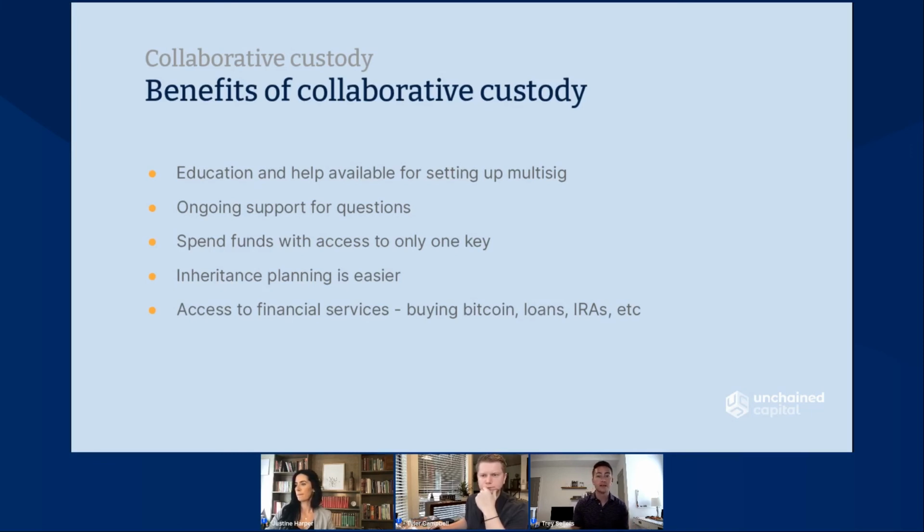One really interesting benefit of collaborative custody is that because we have that third key, we're also able to help you spend funds when you only have access to one key. That could be in a situation where you do have a compromise. One of your keys is compromised or lost and we need to help you recover. But it also could be that you're traveling and you want to bring one key with you so that you have access to spend your funds. Well, you can ask for a second signature from Unchained, and we can help you move Bitcoin without you having to bring both of your keys with you and therefore putting your Bitcoin at risk, right?